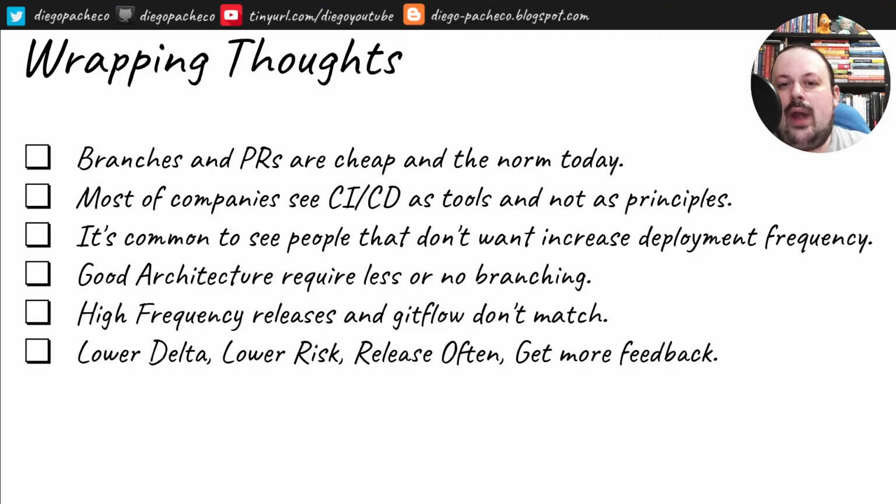Good architecture requires less or no branching, and branching could be hiding architectural problems and could also be enforcing bad habits, such as less refactoring and less testing as well. High frequency releases and Git Flow do not match. Please don't use Git Flow. Avoid Git Flow as much as you can, because of the complexity and the commit haste problems. Lower delta, lower risk, release often, get more feedback is always better, right? It's always better, not only from the business perspective in terms of discovery, but also from the technical perspective in terms of reducing risk and rollback ability.